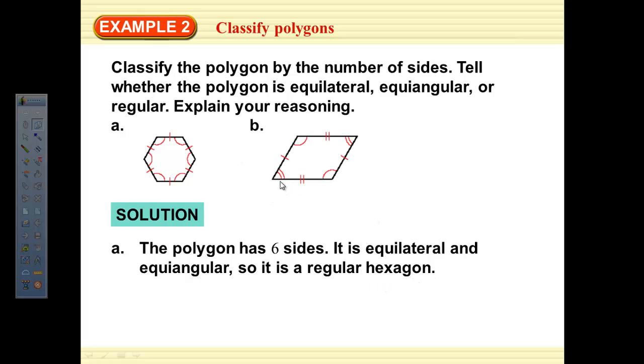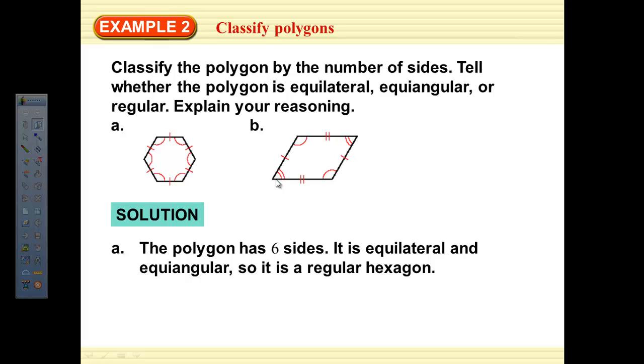The next example, if we look at it, has 4 sides, so it is a polygon, and in particular it's a quadrilateral. If we look, we have 2 tick marks on the top and bottom, 1 tick mark left and right, so it's not equilateral. Since it's not equilateral, it's not regular as well.